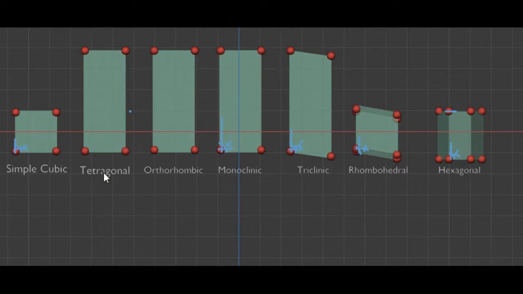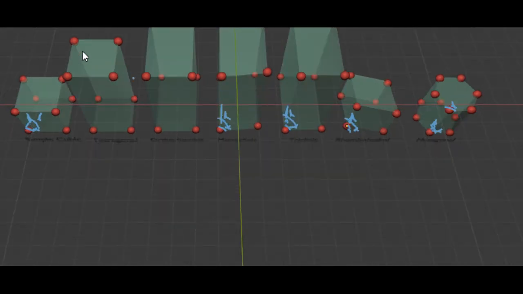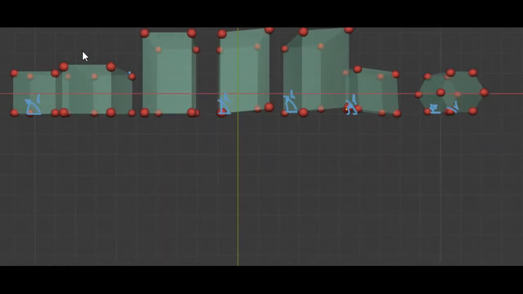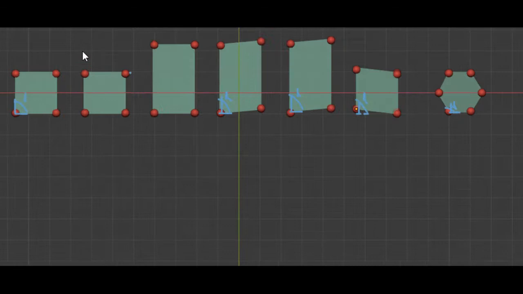Coming to the next one, the tetragonal lattice. What difference can you observe from the simple cubic lattice? Clearly one side here is different from that of the simple cubic lattice. One of the sides is different, right? And if I tilt it a little bit to have a look from the top, these sides are all equal.